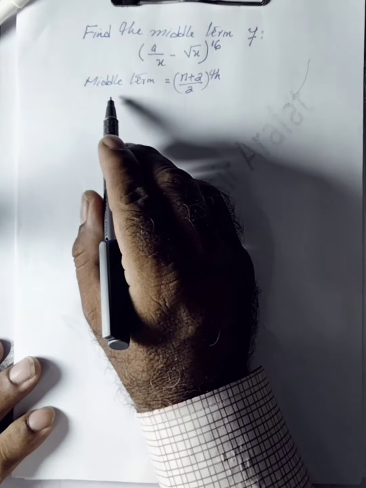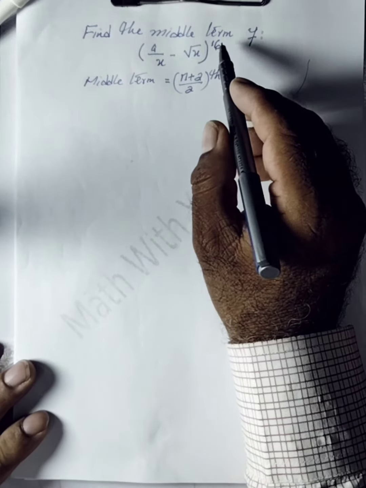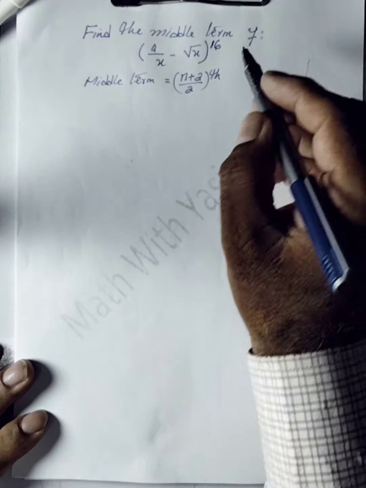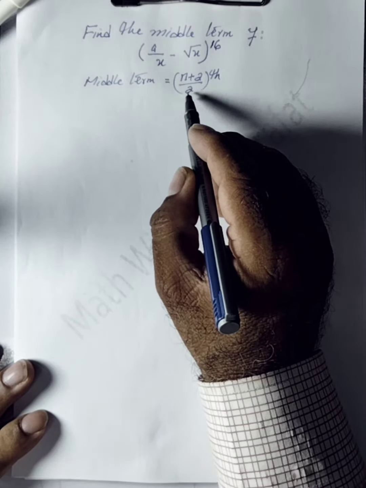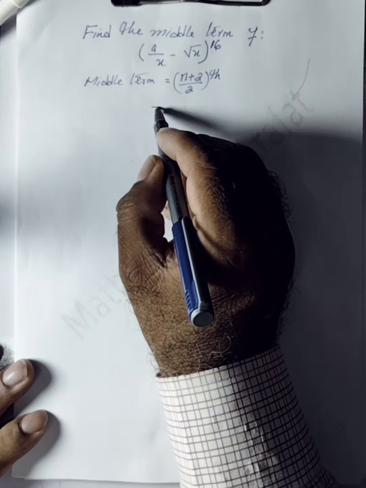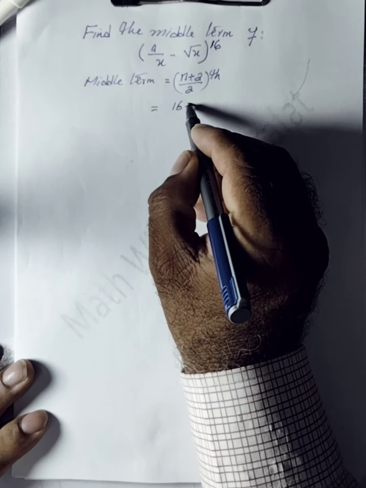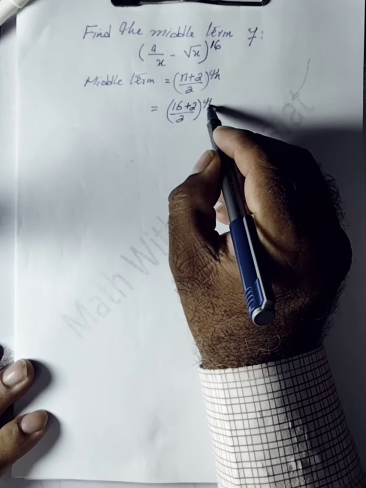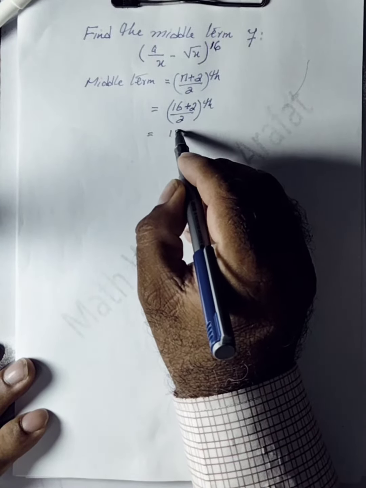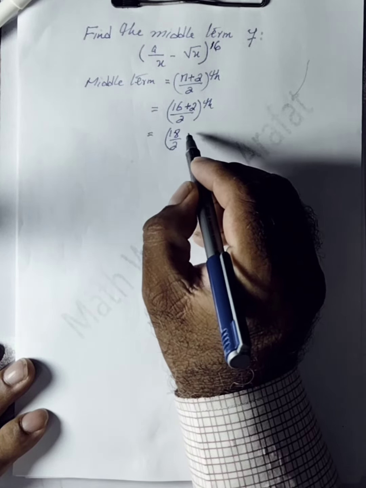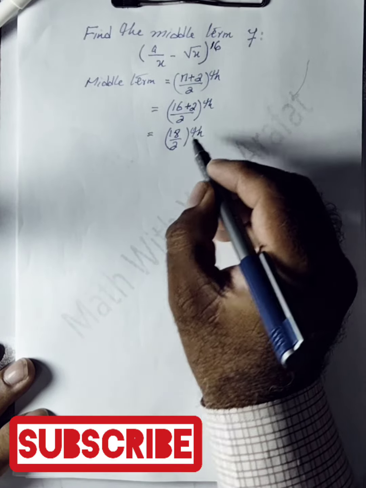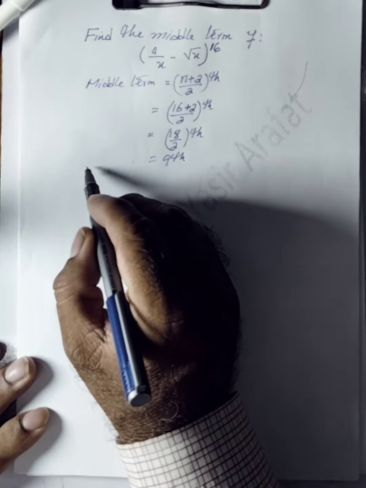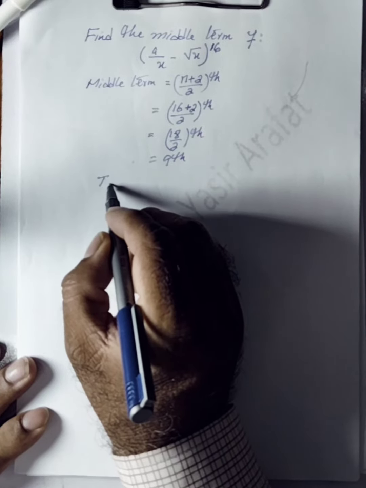When we have to find out the middle term, we have to face two different types of situation. When the power is even, then the middle term formula will be the (n+2)/2th term. So what is here? n is 16, so this is (16+2)/2, and this is 18/2, which is 9. The ninth term is the middle term here. So we have to find out T9.